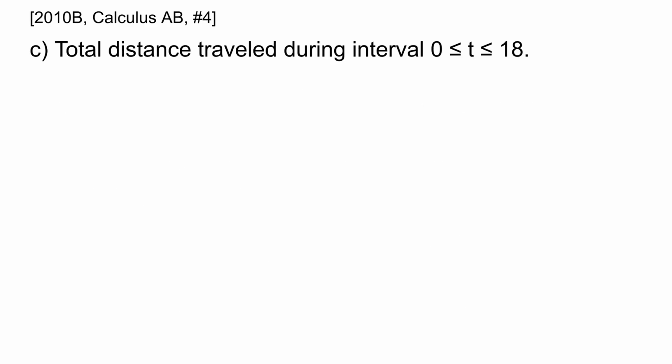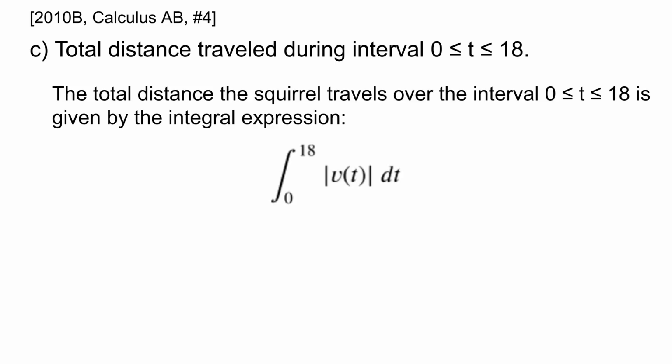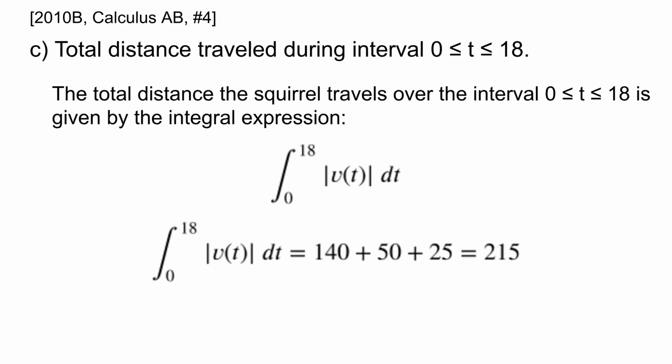In part C of this question, we are asked to find the total distance that the squirrel travels during the closed interval from 0 to 18. The total distance that the squirrel travels over the closed interval from 0 to 18 is given by the integral expression, the integral from 0 to 18 of the absolute value of v of t dt. Using the graph provided and getting the values that we would need, the integral from 0 to 18 of the absolute value of v of t dt is going to be 140 plus 50 plus 25, which turns out to be 215.